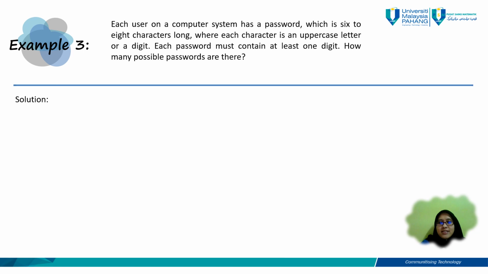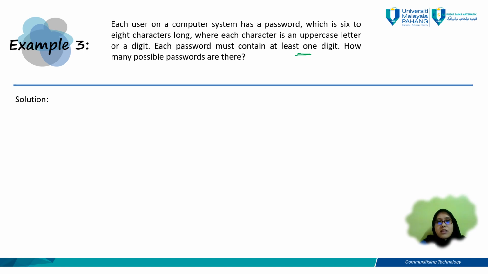So now let's try example number 3. Each user on a computer system has a password, which is 6 to 8 characters long, where each character is an uppercase letter or a digit. Each password must contain at least one digit. So how many possible passwords are there? We are going to create a password with 3 tasks.